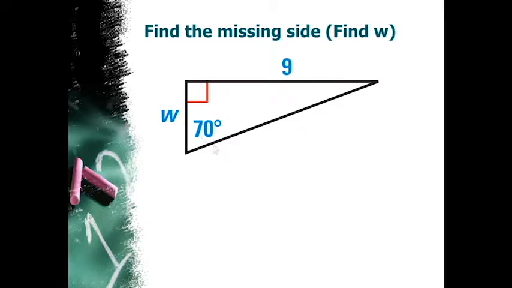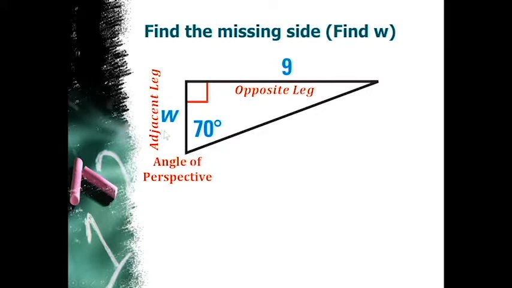In this problem, we're going to find W. We have a right triangle problem with an angle of 70 degrees. We have a side up here at 9 and a side here that is what we're trying to find. So this is set up as a trig problem. We're going to start off by looking at our angle of perspective, which is down here in the bottom left corner. We're going to identify what sides we're working with. The side up here would be our opposite leg, because that's the leg directly across from the 70 degrees. And then we look at this leg, which is W, the leg right next to that angle. So we call that our adjacent leg.